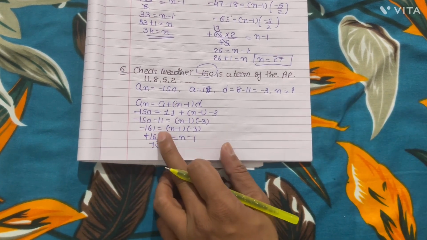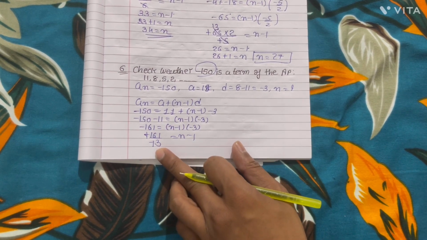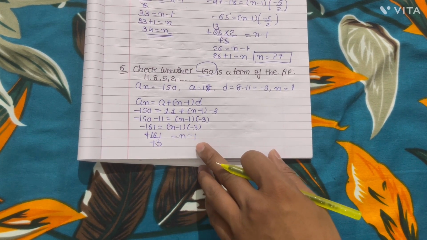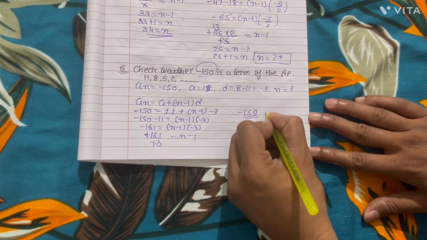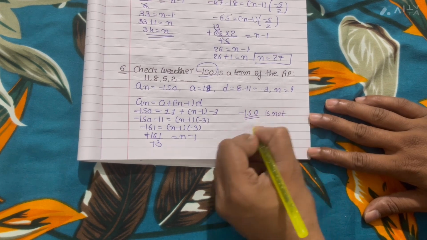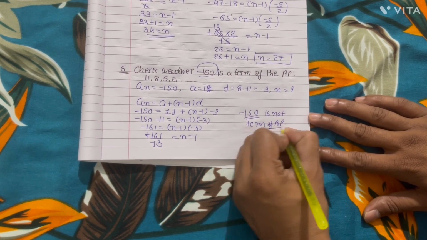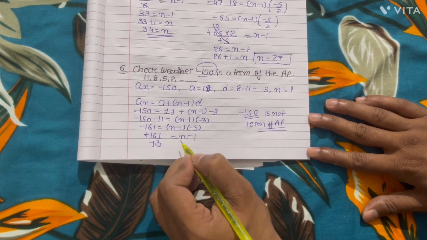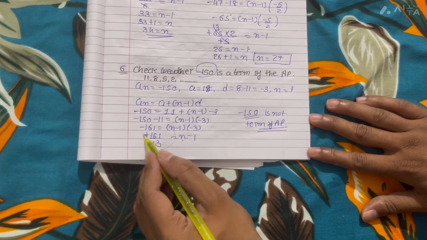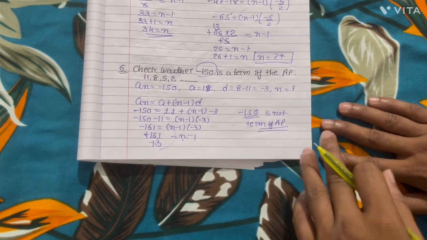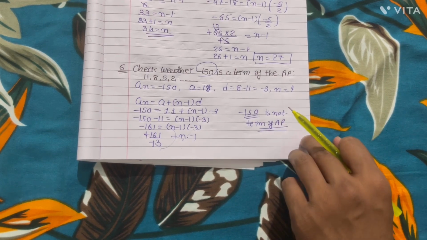So we cannot divide 161 by 3. So we can say that minus 150 is not a term of the AP, because n must be a positive integer. So here we don't get a positive integer. That's why minus 150 is not a term of the AP.